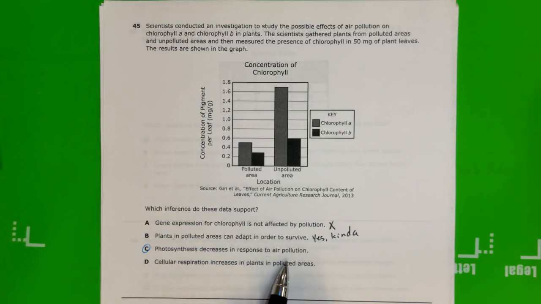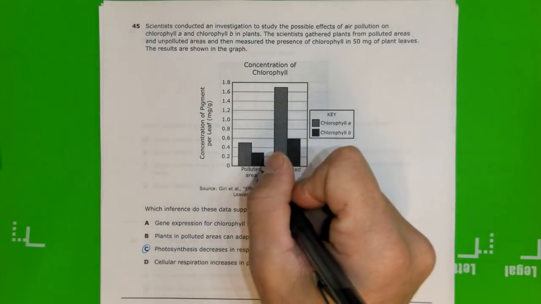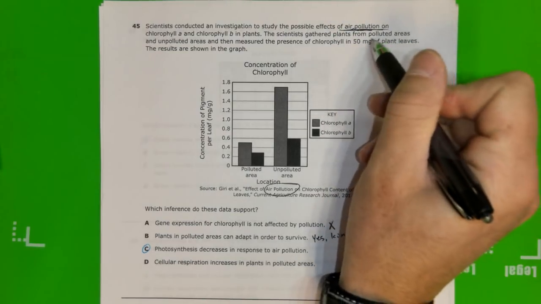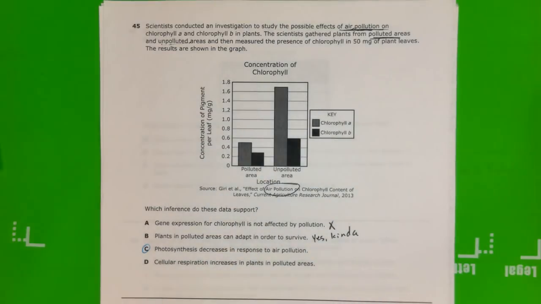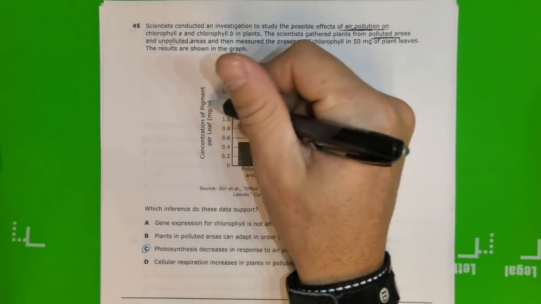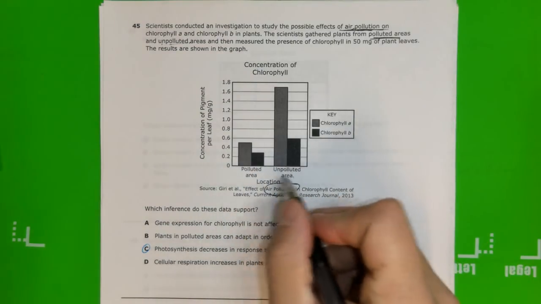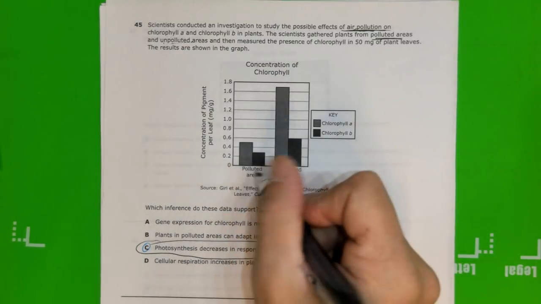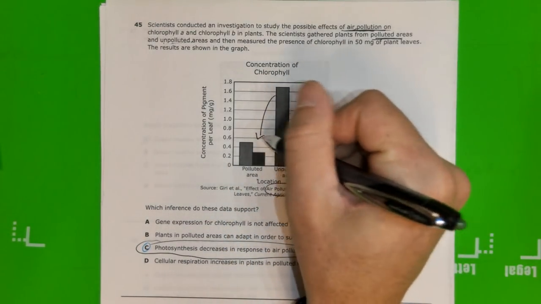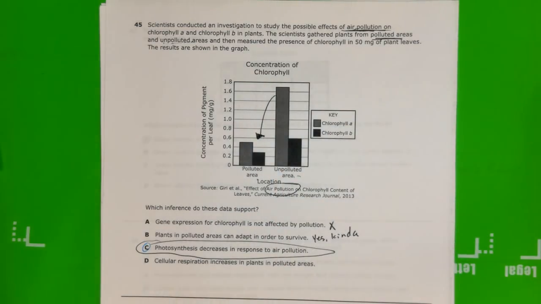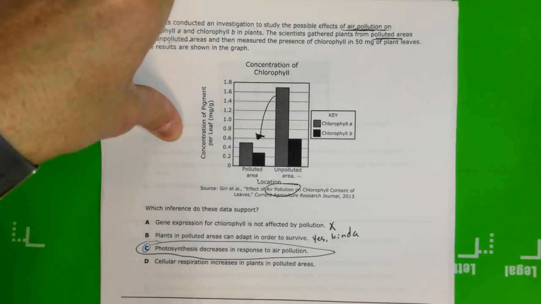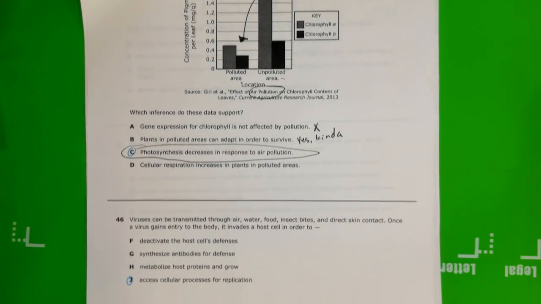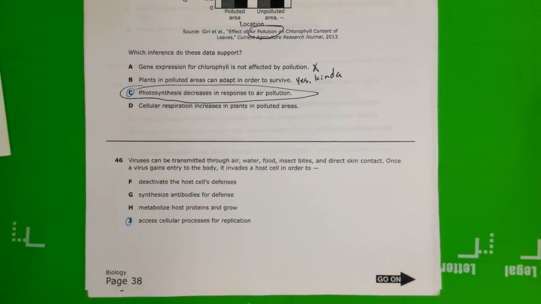Photosynthesis decreases in response to air pollution. Well, right away, we know we have pollution. It says air pollution, polluted areas, unpolluted. So this is measuring how much pigment they have in these polluted areas. So right away, that is the correct answer. The graph supports that because polluted areas have a lot less than the unpolluted areas. And we're going to rule out letter choice D because it's not mentioning cellular respiration. It's talking about photosynthesis because we're dealing with plants.